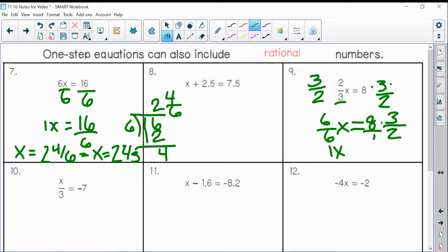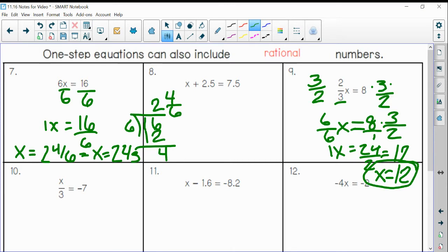And then I can multiply them out. So remember, numerator times numerator, denominator times denominator. 8 times 3 is 24. 1 times 2 is 2. And if I simplify that, 24 over 2 is just 12. So x is equal to 12.